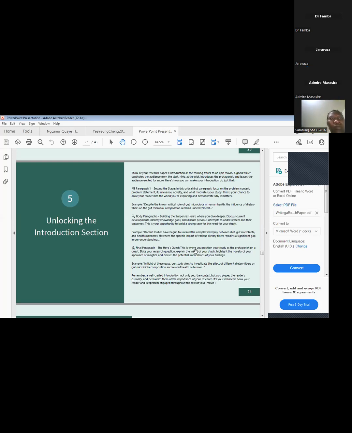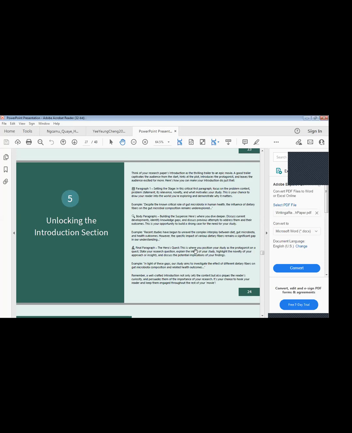Then the body paragraphs, which may not necessarily be in the sequence that is being talked about here. You are building suspense. You get deeper, you discuss current developments, identify knowledge gaps, and discuss previous attempts to address them and their outcomes. This is your opportunity to build a strong case for the need for your study, right? I think we will just leave out the examples there.